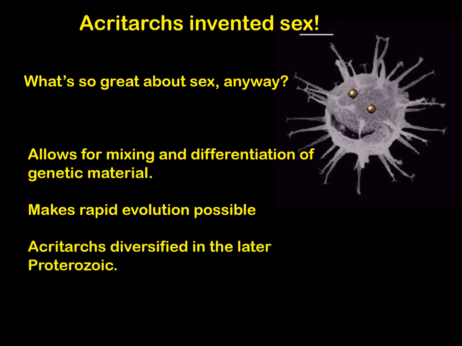So these things diversify throughout the later Proterozoic. They continue to photosynthesize. And it's also around this time we start seeing oxygen-breathing eukaryotes as well. But Acritarchs are really, really important for those two things, increasing global productivity and also really kickstarting sexual reproduction, which then drives evolution much faster than asexual reproduction.